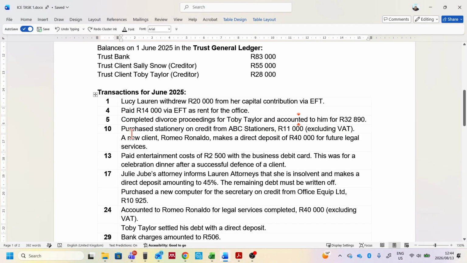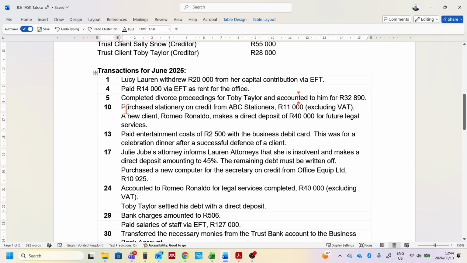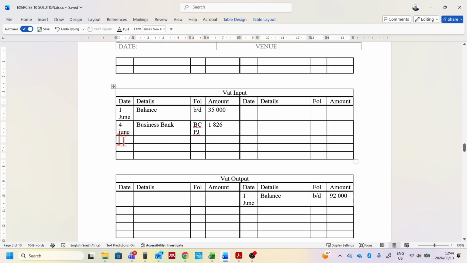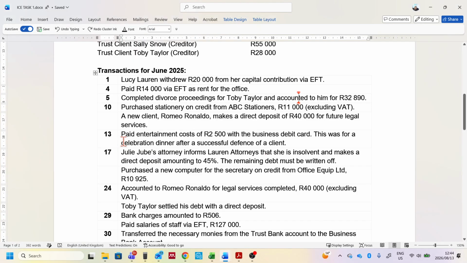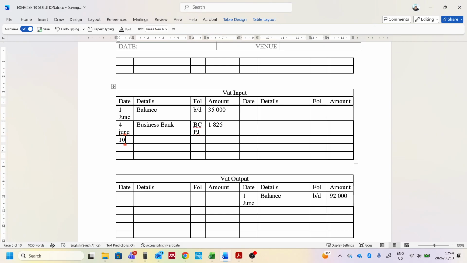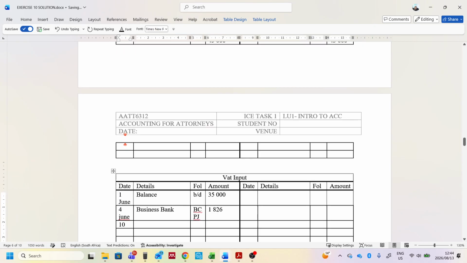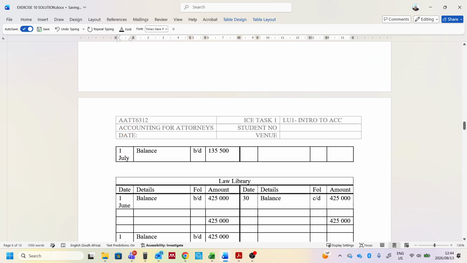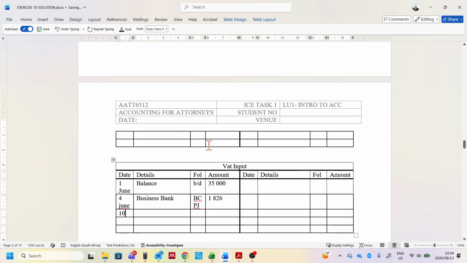Then we have another transaction. We purchased stationery. But this time when we purchased stationery, we purchased it on what? On credit. So this means that this occurred on which date? On the 10th. We are not taking the transactions from the transactions themselves. We are following the order of dates, but recording them in terms of how the VAT input account was affected. We are using your journals. It's just that now I'm using the transaction side instead of looking at the order.